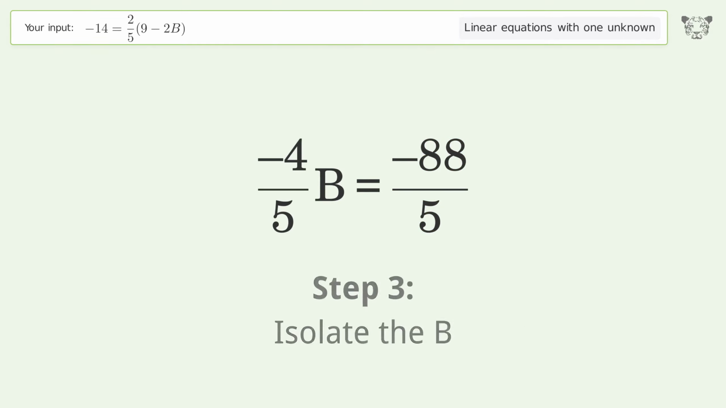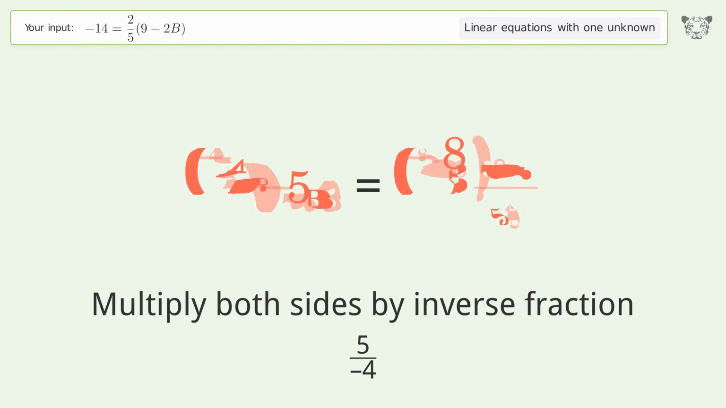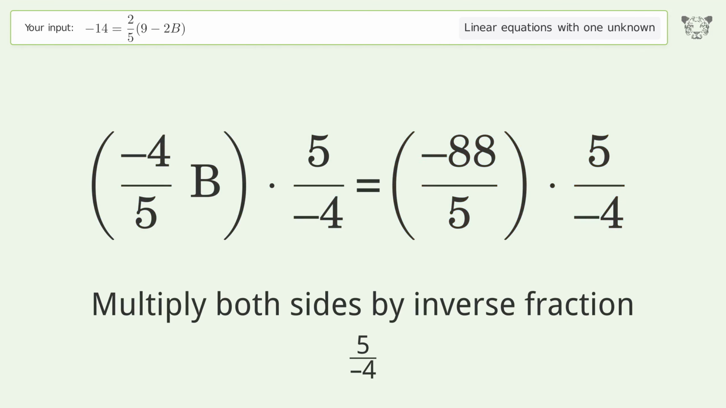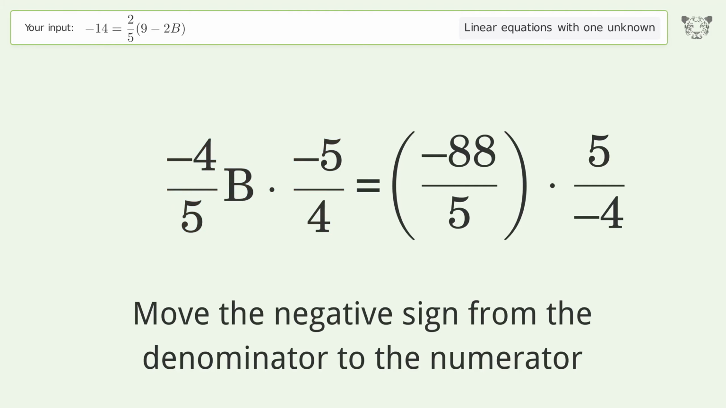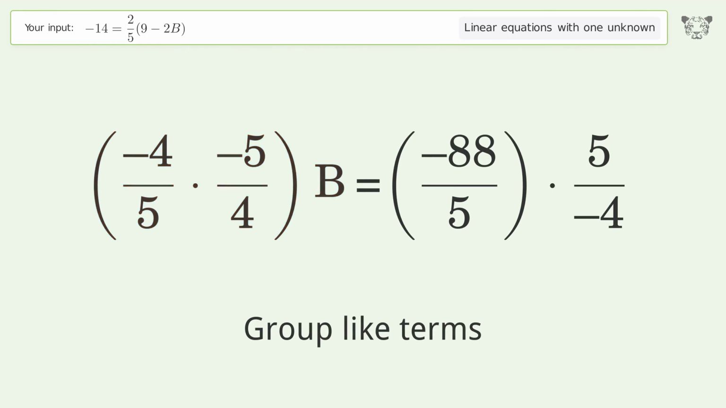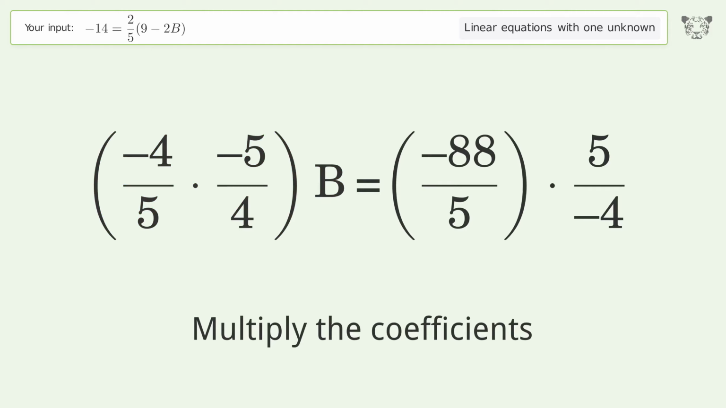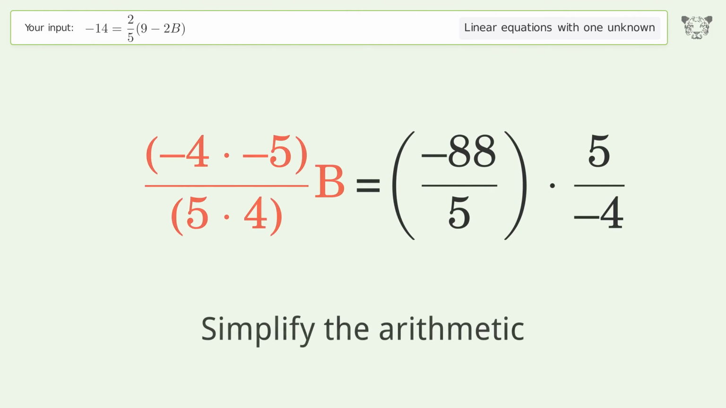Isolate the b. Multiply both sides by inverse fraction 5/-4. Move the negative sign from the denominator to the numerator. Group like terms. Multiply the coefficients. Simplify the arithmetic.